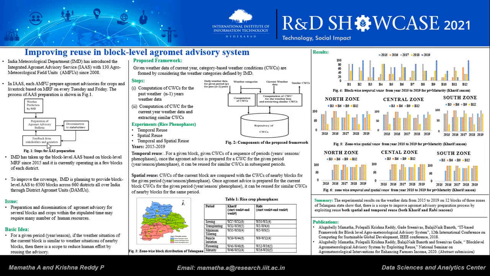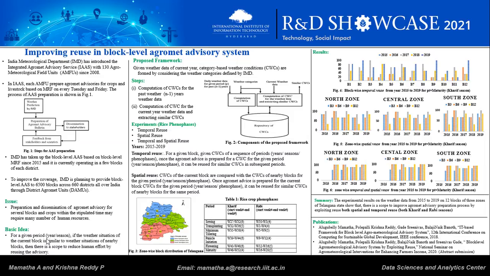the field visits. IMD has taken up block level Agromet Advisory Service based on block level medium range forecast, that is 5-day forecast from the year 2015, and it is currently operating on few blocks of each district. To improve the coverage, IMD is planning to provide block level Agromet Advisory Service to 6,500 blocks across the country. The issue here is preparation and dissemination of Agromet Advisory for several blocks within the stipulated time is difficult.